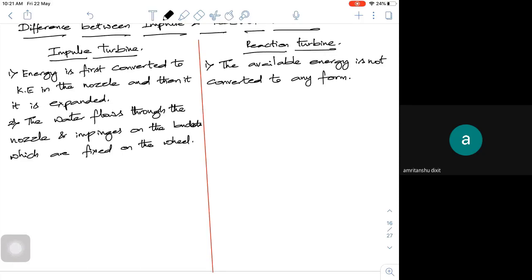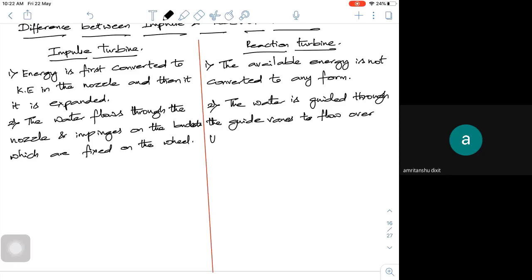Here, in the reaction machine, the water is guided through the guide vanes to flow over the vanes on the rotor. This is what happens in a reaction turbine.